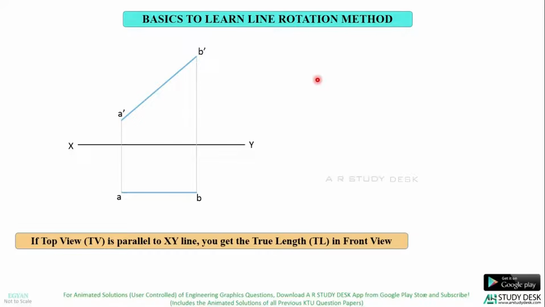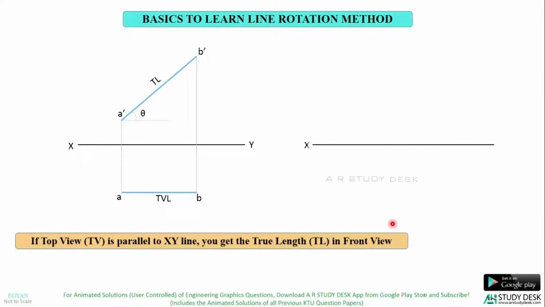Yes, the top view is parallel. Since the top view is parallel, you will get the true length in the front view. And this angle will be theta, that is the true angle made by the line with HP. So you get the true length in the front view and the apparent length in the top view, that is the top view length, which will be lesser than the true length.